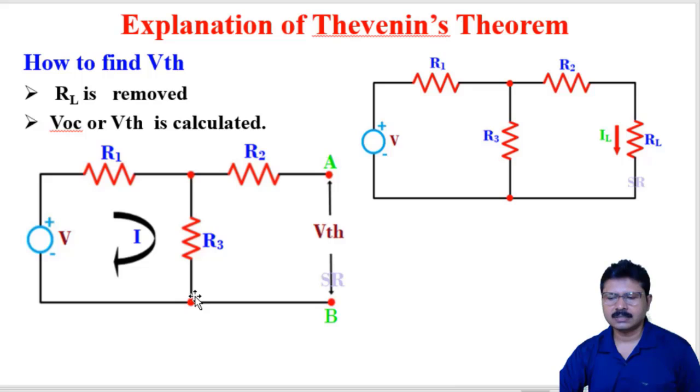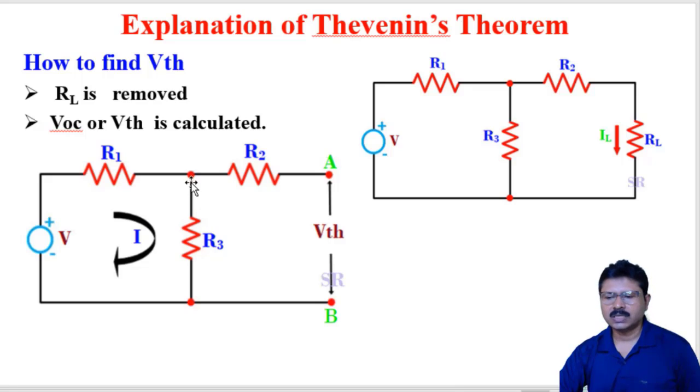So what is the potential at this point? That will be this R3 multiplied by the current flowing through this R3. So what is the current flowing through this R3? This current will flow because of the presence of this voltage source as well as this circuit resistance. So the current will be V divided by R1 plus R3.